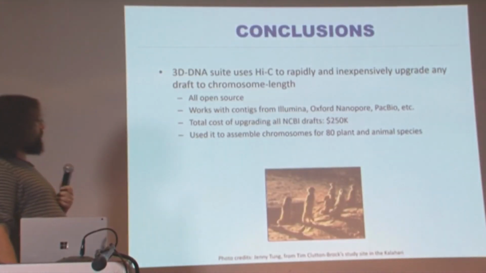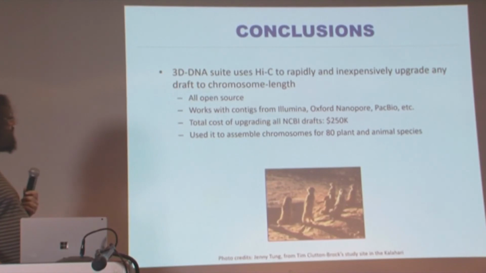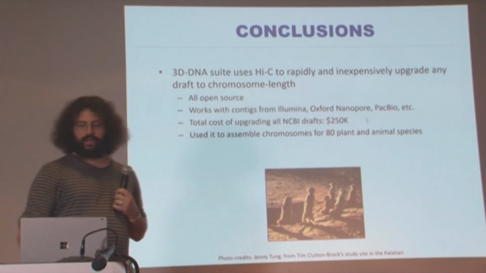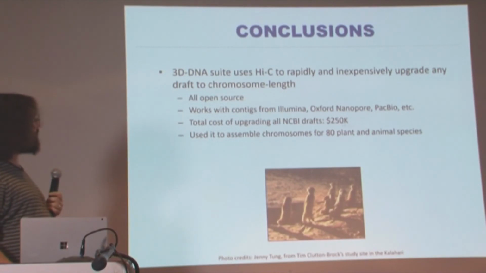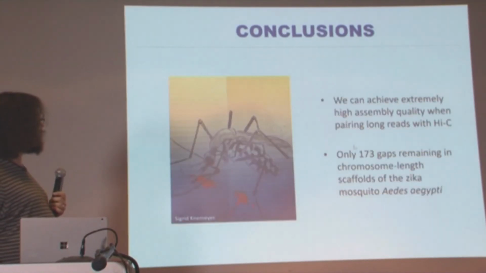So in conclusion, the 3D DNA suite of tools allows you to use Hi-C to rapidly and inexpensively upgrade any draft genome to chromosome length, including inexpensive draft genomes generated from short-read DNA-seq. All this is open source. It works with contigs from Illumina or Oxford Nanopore, PacBio, or whatever you like. The total cost of upgrading all NCBI drafts is $250,000, so you can really get a lot of bang for the buck with this. And we've used it to assemble chromosomes for 80 plant and animal species. We can achieve very high assembly quality.